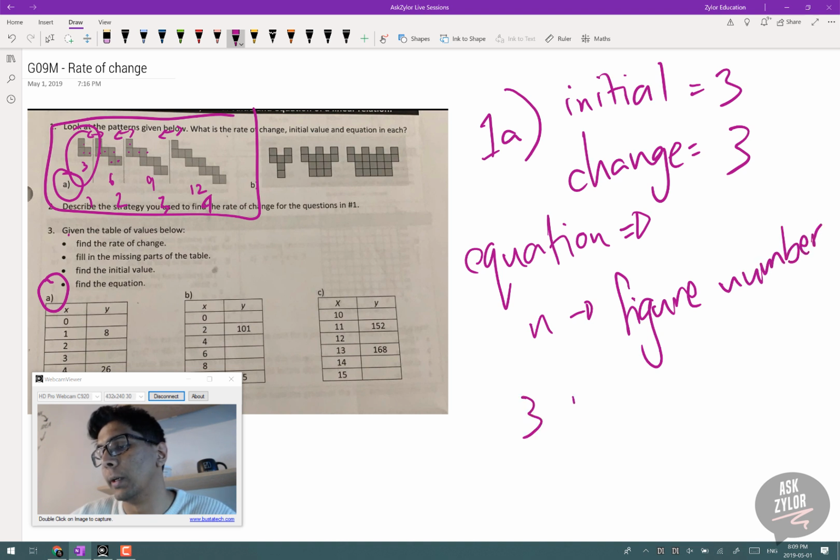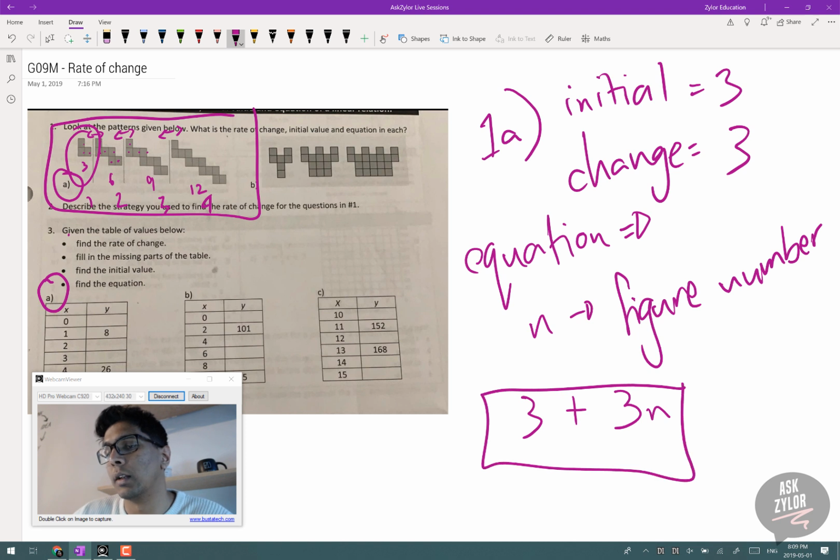So I have an initial amount of 3, and I'm increasing by 3 every single time and changing my figure number. So I have 3 plus 3n. So that's how I get the equation. I find out how much I have initially, how much I'm changing by, and what I'm changing by, I'm going to multiply by my figure number.